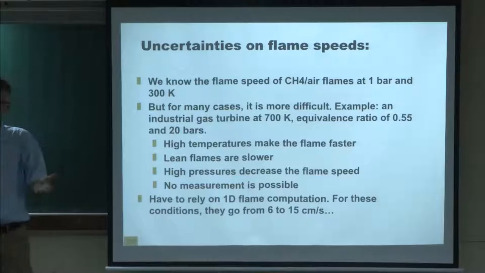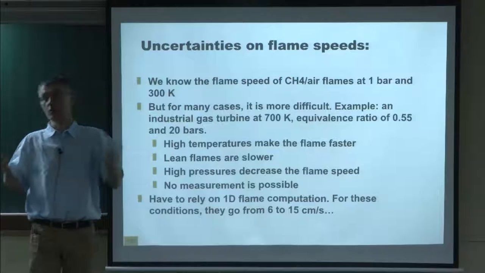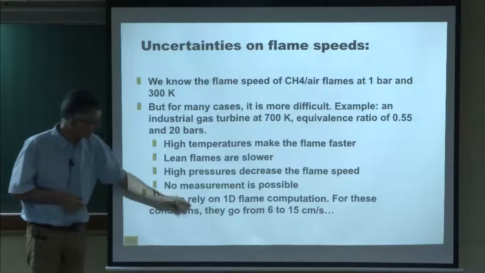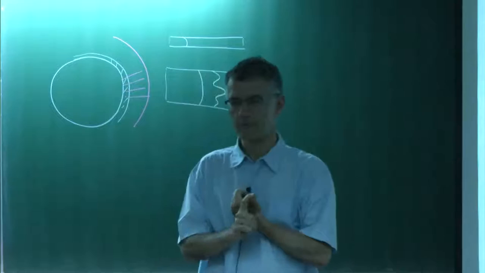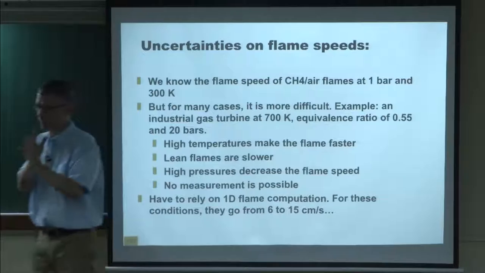We do a computation. So we took probably the three best schemes for methane air at these conditions. And they are not really validated at these conditions, because if there is no measurement, you have to rely on what you can. And what we saw is that in that case, one scheme was telling us it's quenched, there's no flame. Because, for 0.55, it's pretty lean, pretty close to the flammability limit. Another scheme was giving us 6 centimeters per second, and another one was giving us 15.